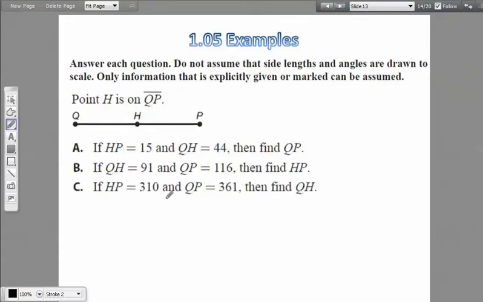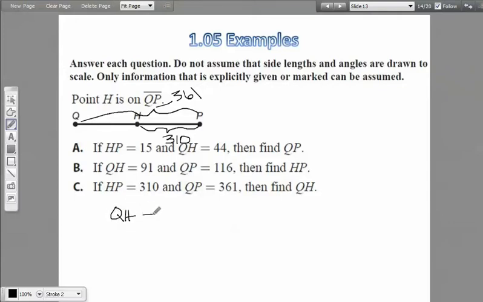Let's look at what this one says. HP equals 310. QP equals 361. They want to know what QH is. So I'm going to have to do the same story all again. QH plus HP equals QP. This is the segment addition postulate, by the way.